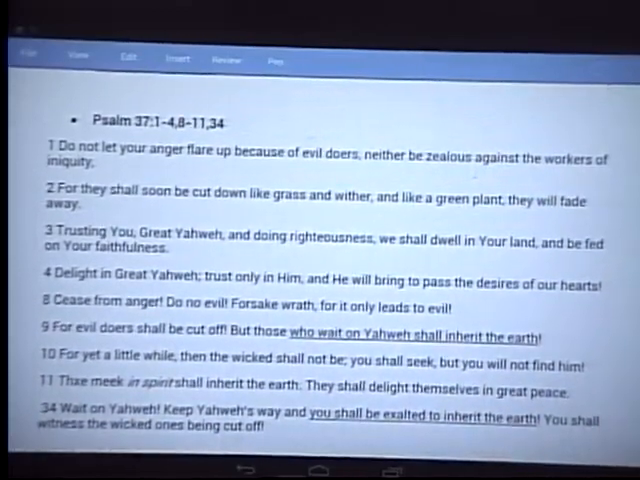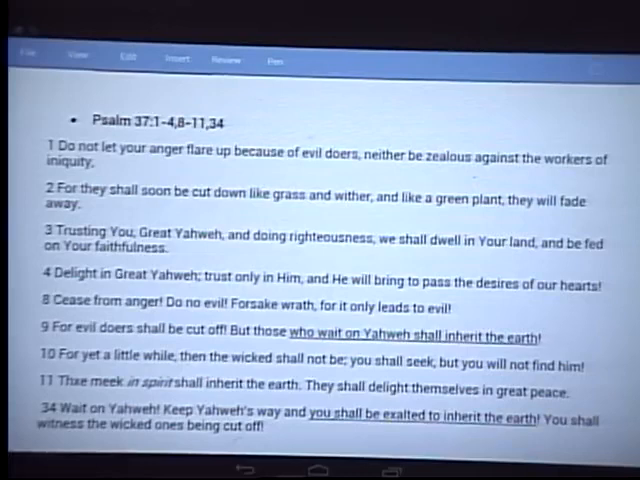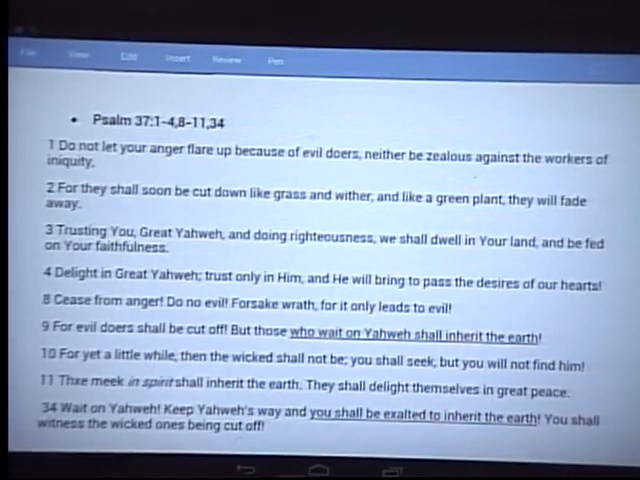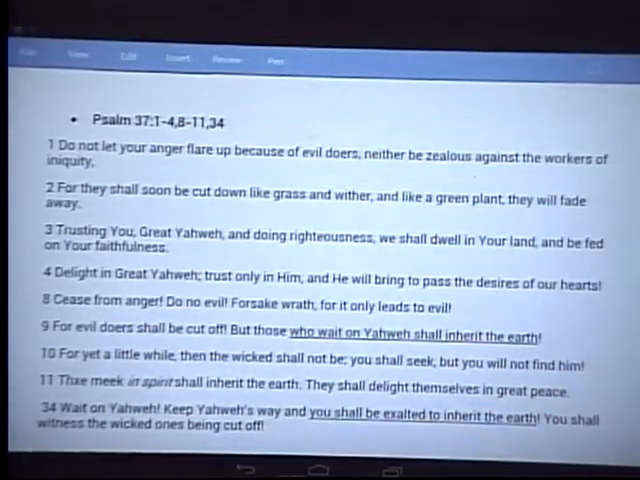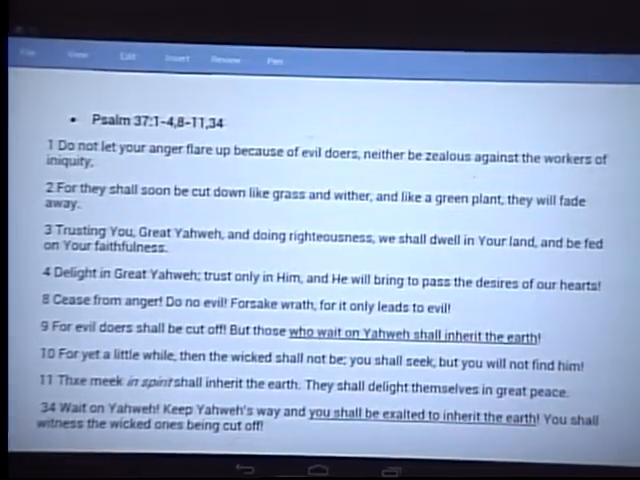Right there. Psalm 37. It says, do not let your anger flare up because of evildoers, neither be zealous against the workers of iniquity. There's really no need for that, right? Why do we need to be upset because someone commits iniquity? You know, there's no sense for it. But they will soon be cut down like grass and wither like the green plant. They will fade away. Trusting you, great Yahweh, and doing righteousness, we shall dwell in your land and be fed on your faithfulness. Delight in great Yahweh and trust only in him, and he will bring to pass the desires of our hearts. Verse 8, cease from anger and do no evil.